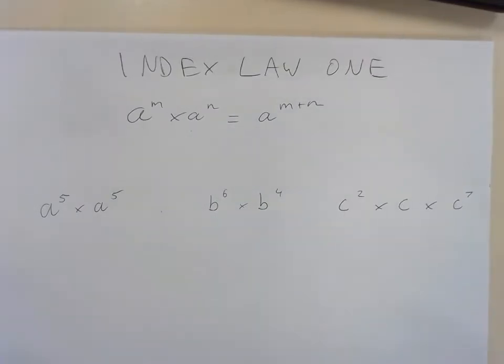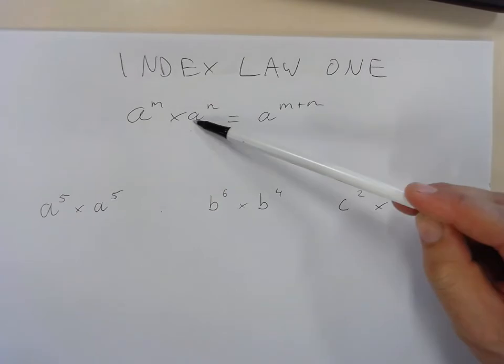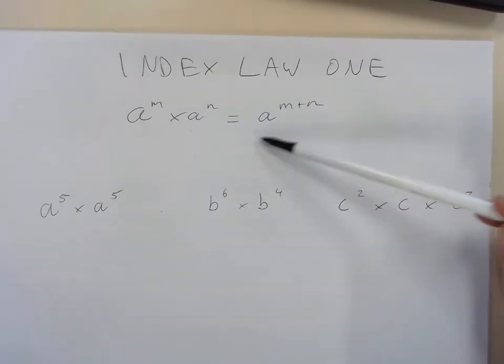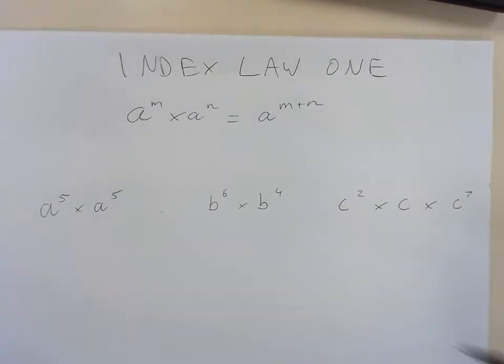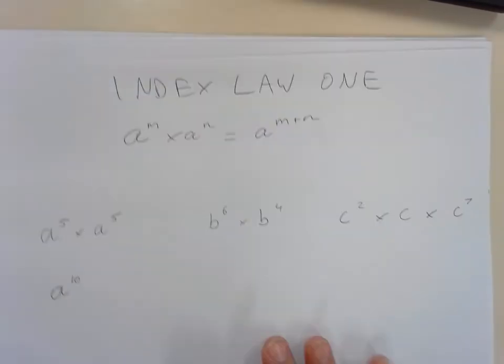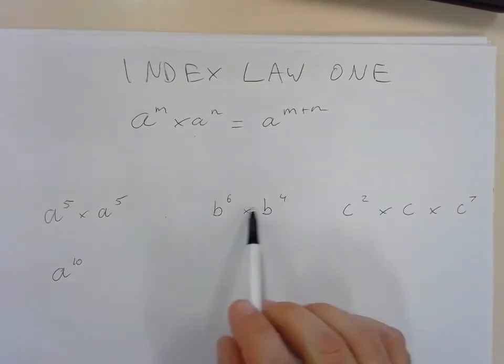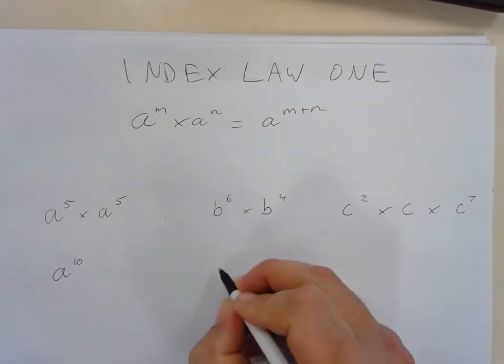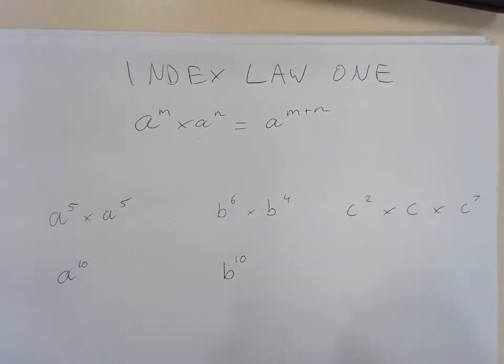What that means is when we have the same base number, that's important, so you notice that it's always A, we can just add our indices if we're multiplying. So A to the power of 5 times A to the power of 5 becomes 5 plus 5, A to the power of 10. B to the power of 6 times B to the power of 4, 6 plus 4, B to the power of 10.